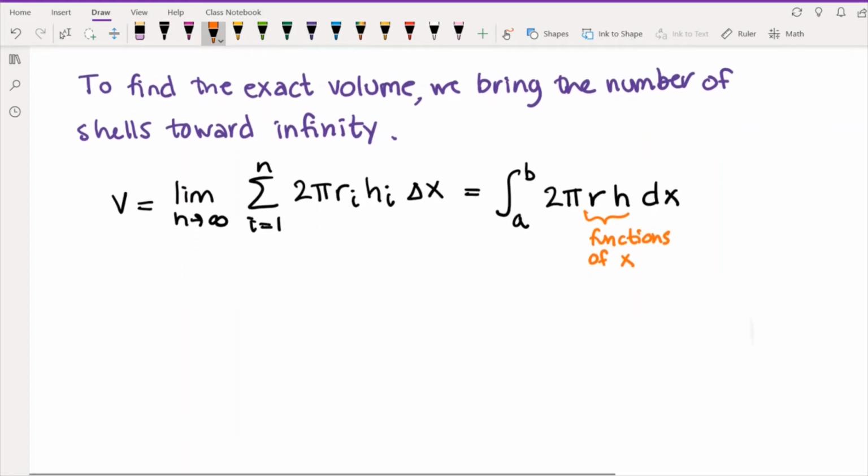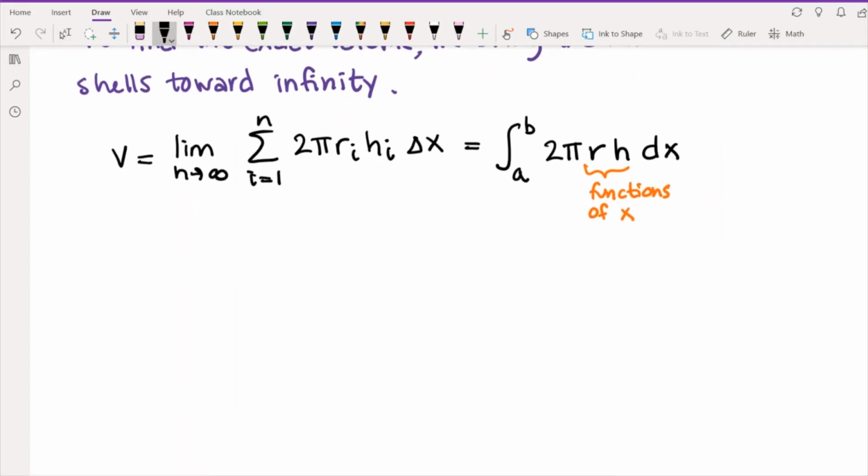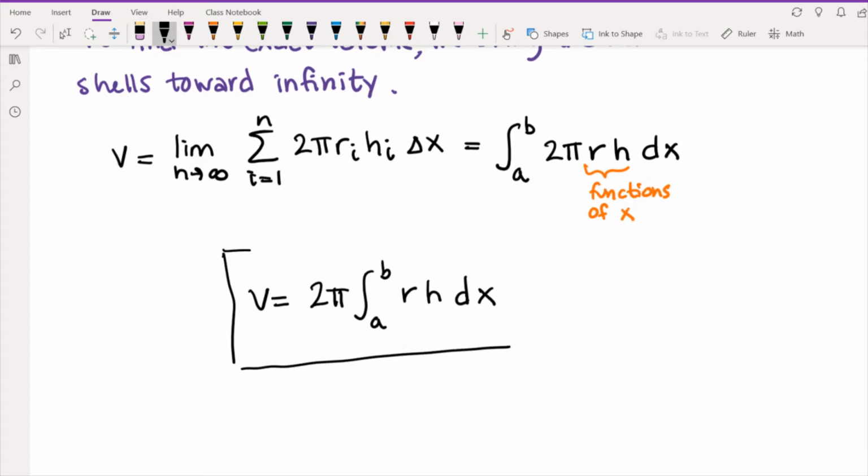And so the general formula you want to know, this is basically like the shell method formula, is that the volume is going to be equal to, so we can pull the 2 pi out, right? Because that's just a constant. So 2 pi times the integral from a to b of r times h dx. So this is our shell method formula.